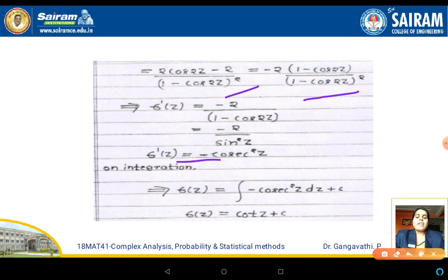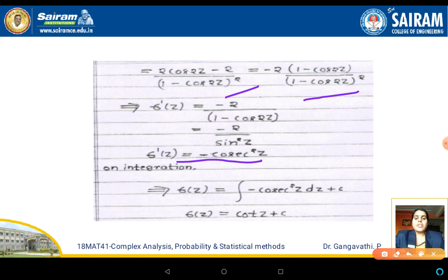So f dash of z is equal to, so yeah, 1 minus cos 2z is 2 sine square z. 2 and 2 get cancelled. So we have only minus 1 by sine square z, and 1 by sine is nothing but cosecant. So we get f dash of z is equal to minus cosecant square z.